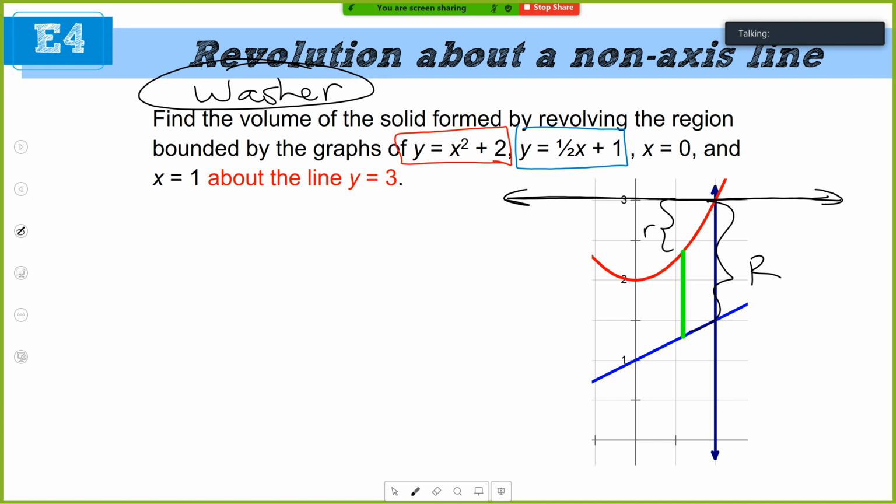All right, so the volume is going to be equal to, we're taking rectangles from 0 to 1. How do I know that? Well, it says x equals 0, x equals 1. How big is capital R?